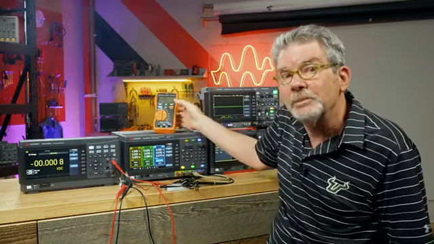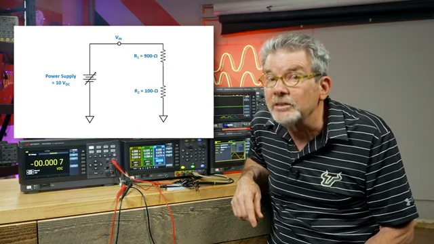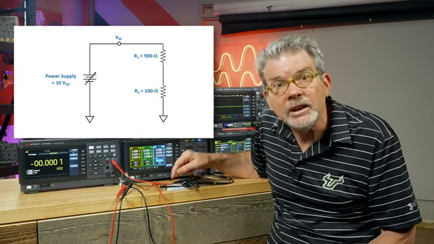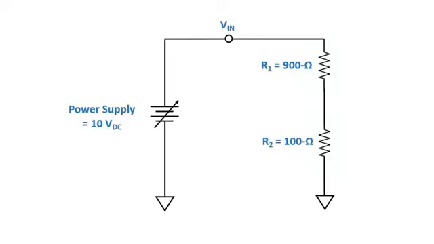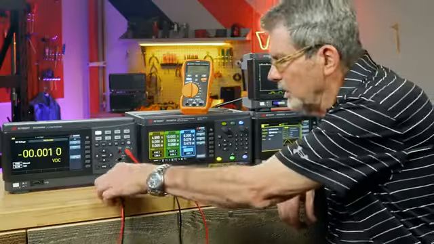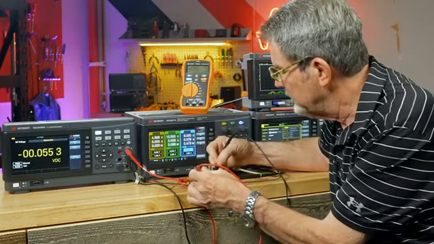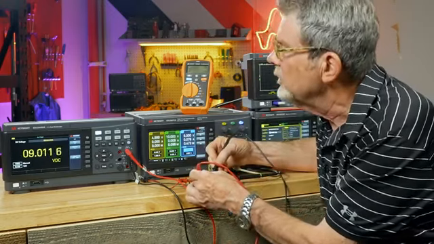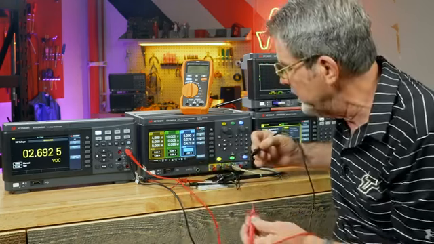With my DC power supply set to 10 volts and connected to this simple resistive divider circuit, based on Kirchhoff's voltage law, there should be about 9 volts dropped across R1 and about 1 volt dropped across R2, which has a value of 100 ohms. Let's verify that with this DMM. So let's measure the voltage across R1. We can see that it measures 9.01 volts. That's pretty close to what I expected.